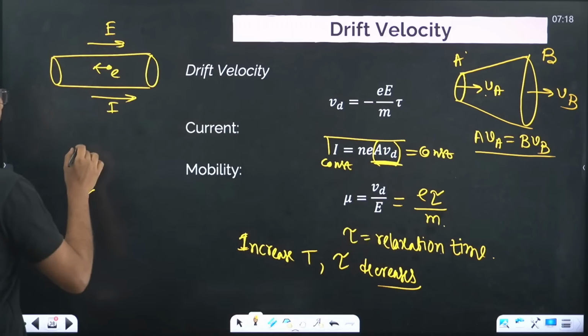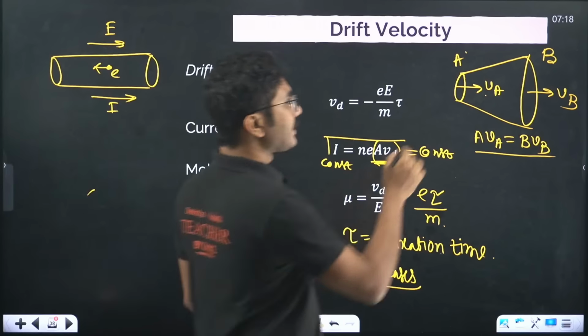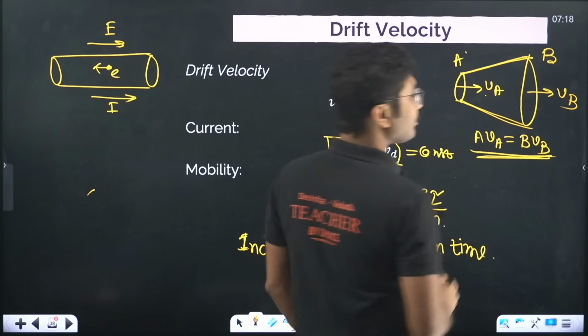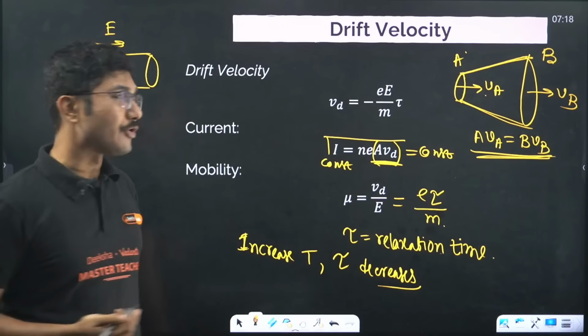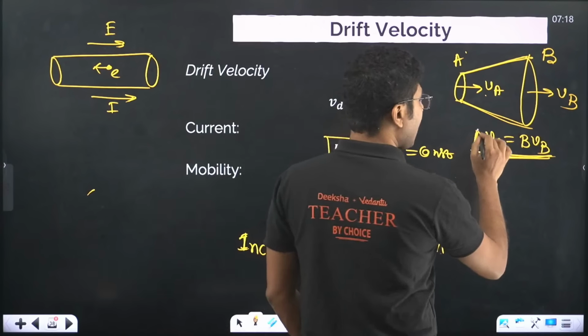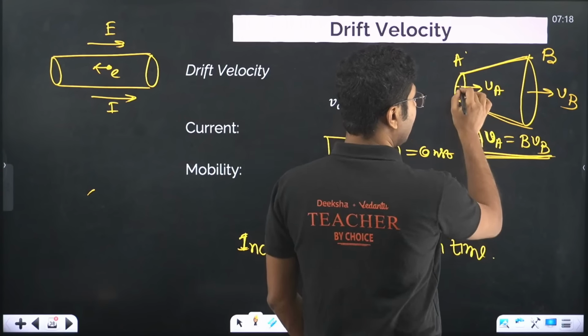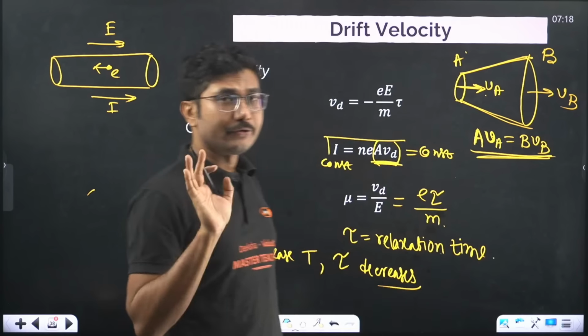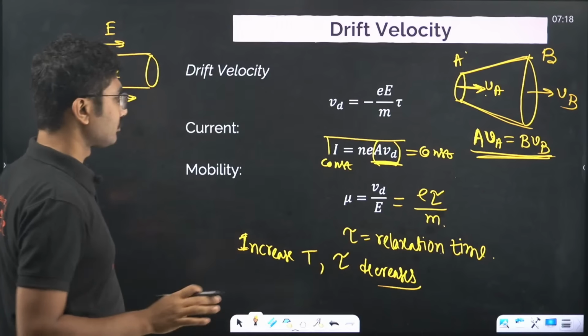For a given conductor, no matter what the shape of the conductor, if current is constant, A into Vd is always constant. It is called the equation of continuity for electric current. Area into the drift velocity is constant.